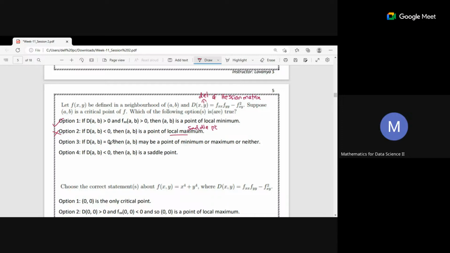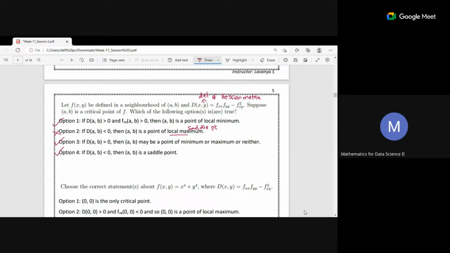And what about option 3? If the determinant is 0, then a comma b, we don't know. The test is inconclusive. So it may be a minimum, maximum, or it can also be a saddle point. So is this correct? We cannot say, so it may be a minimum or maximum, or neither of maximum or minimum, that is, a saddle point. It can be anything. We don't know. That is what is mentioned here, right? And if d of a comma b is less than 0, then a comma b is a saddle point, right?